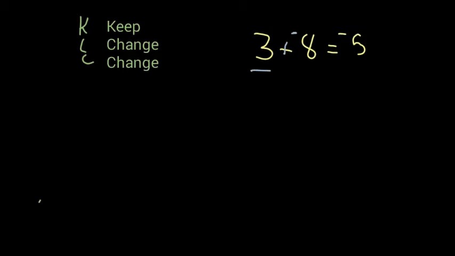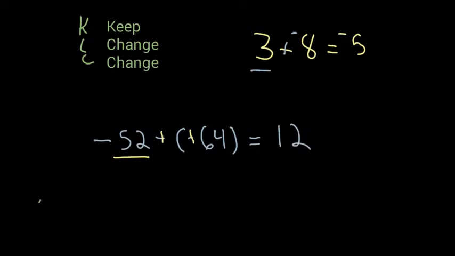Let's do a couple more. So let's say we have negative 52 minus negative 64. Again, we're going to do keep, change, change. Keep the negative 52. Change subtraction to addition, and change our negative 64 to a positive 64. So now I have negative 52 plus a positive 64. Different signs, I'm going to subtract. So 64 minus 52 is going to give me 12. And 64 has a greater absolute value than 52, and the 64 is positive, so that makes 12 positive.